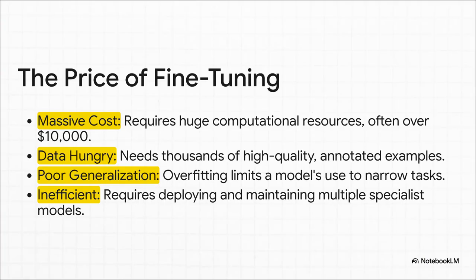Let's really break down that price tag. First off, you need massive computational power, and that can easily cost you over $10,000. The model is also super data hungry, needing thousands upon thousands of perfect examples to learn from. But you know what the real kicker is? It's that the model gets worse at everything else. The AI becomes a math genius, but completely forgets how to be good at other tasks. So you end up needing a whole bunch of different, expensive, specialized models for each job. It's not practical at all.